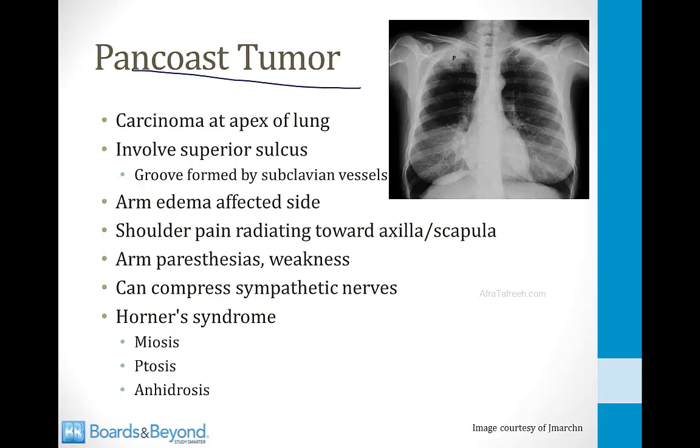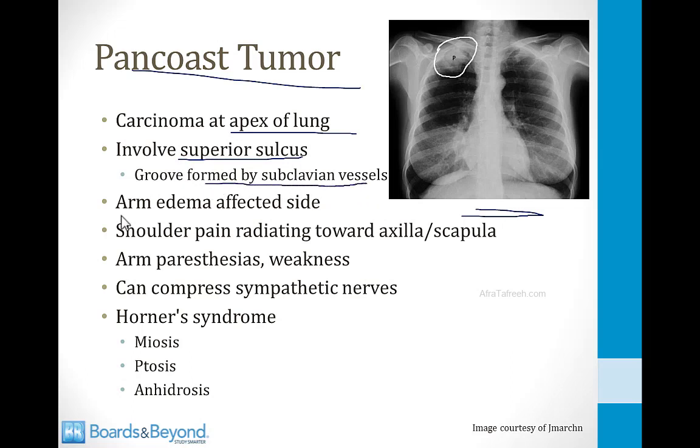Pancoast tumor is a carcinoma at the apex of the lung. This is a picture of one in this X-ray over here on the right. Notice up here there's this white thing up at the apex of the right lung. That's the Pancoast tumor. Because of the location at the top of the lung, these can involve the superior sulcus, and this is a groove that's formed by the subclavian vessels.